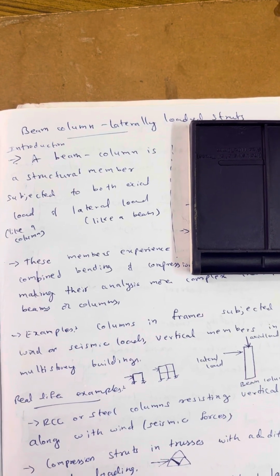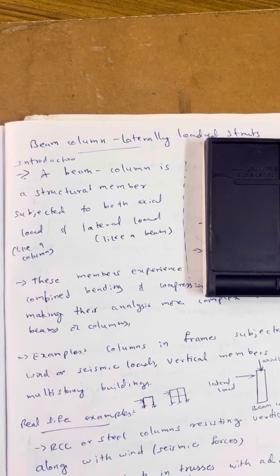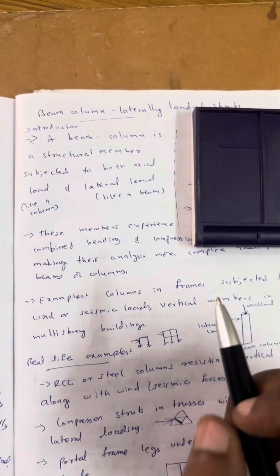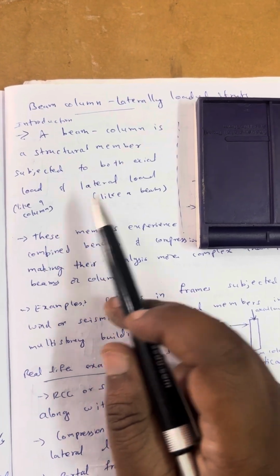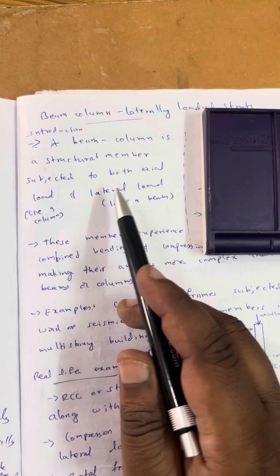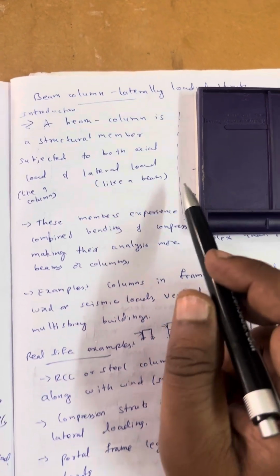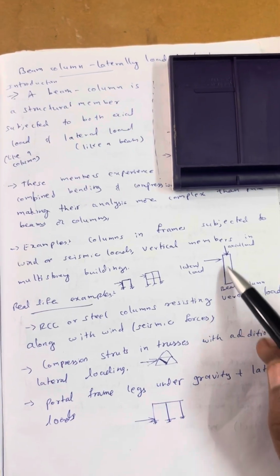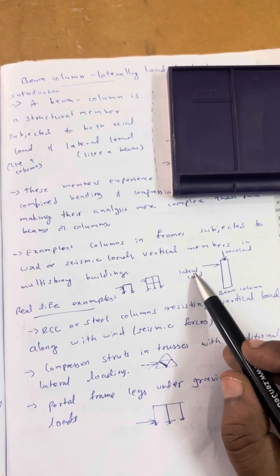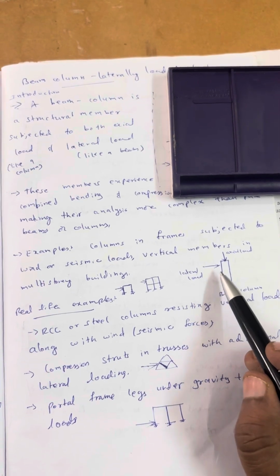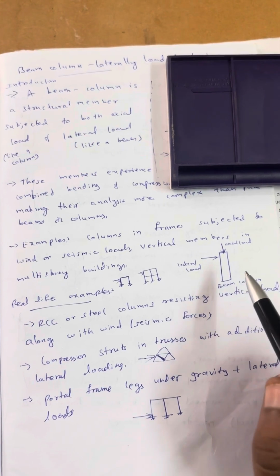In this session, we are going to discuss beam columns, which are also known as laterally loaded struts. A beam column is a structural member subjected to both axial load and lateral load. Generally, axial loads act on columns and lateral loads on beams. So any structural member subjected to both axial (vertical) load and horizontal (lateral) load is known as a beam column.